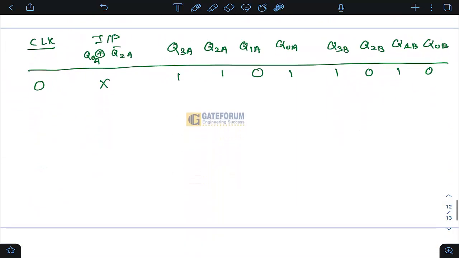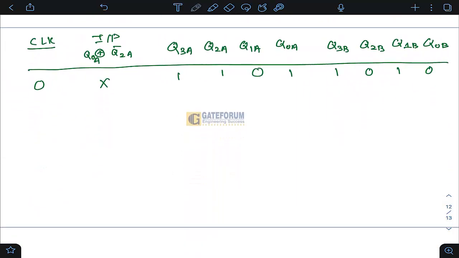You will understand clearly. First thing is, what is Q0A and Q2 complement A? Q0A is 1 and Q2 is 1, so its complement is 0. So Q0A is 1 and Q2A complement is 0. So 1 XOR 0 is basically 1. And now we'll be giving the first clock.